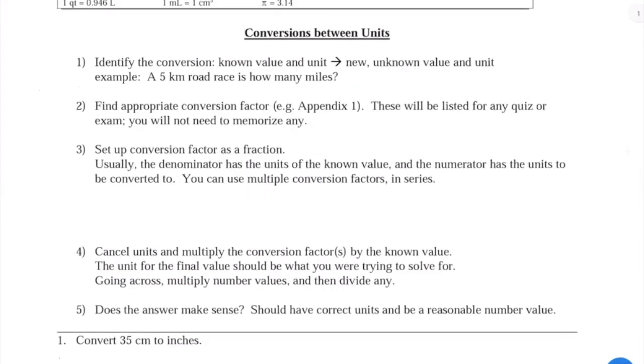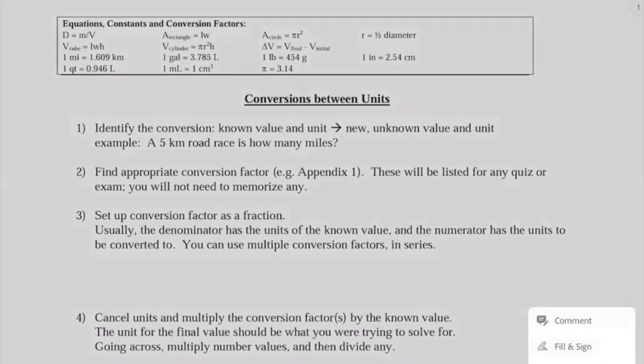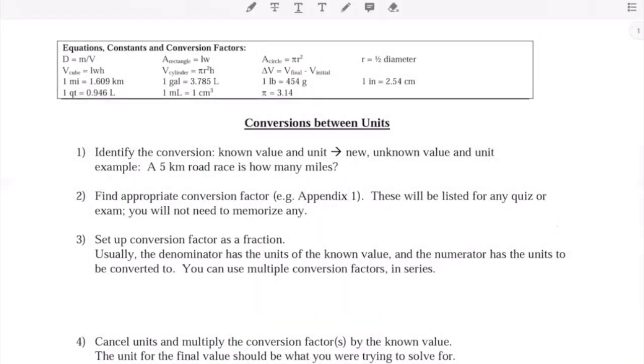Let's take a look at this worksheet. Conversions between units. When you are converting from a known number value with its unit to a new unit, you're going to have a new number value. This is an example where you are given this problem: a 5-kilometer road race is how many miles? The number value and unit that you're given is 5 km, and they're asking you to convert to a new unit.